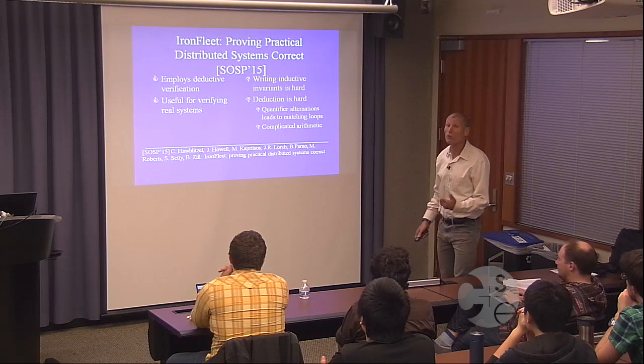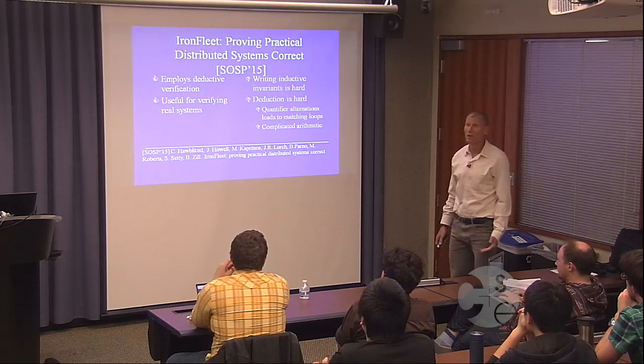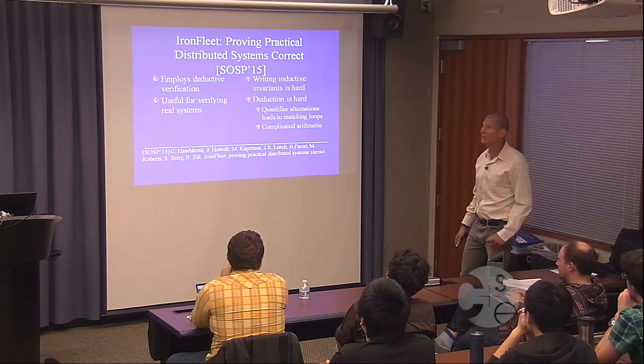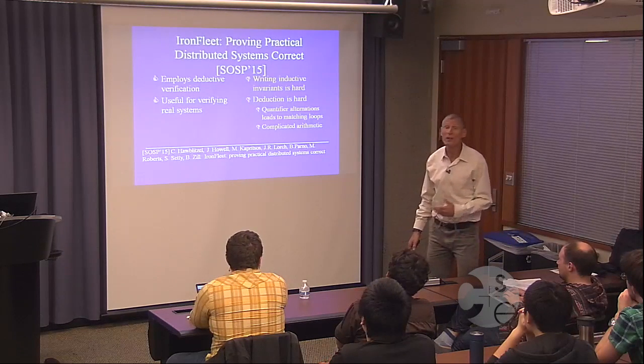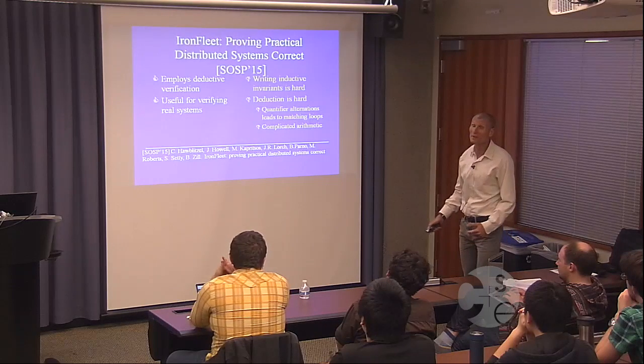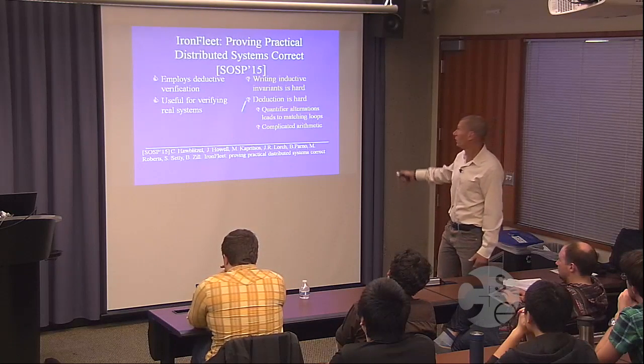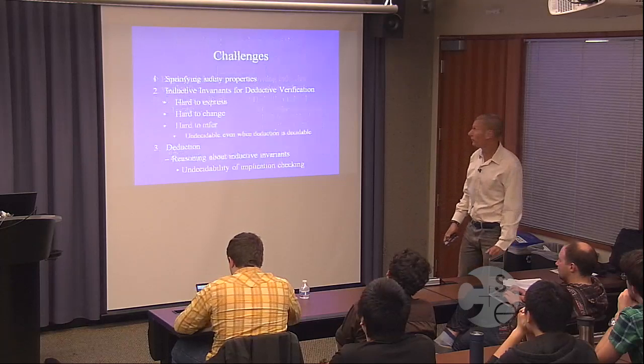So there's another problem which is difficult here. There are quantifier alternations, it leads to matching loops, it leads to unknown, it leads to all kinds of things, complicated arithmetic. So this is very, very tricky. These are the things that we want to avoid.